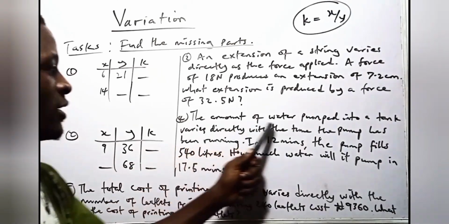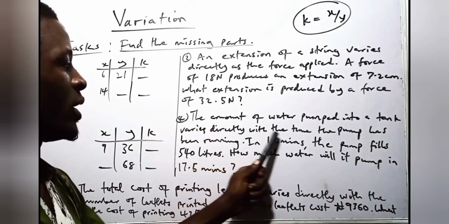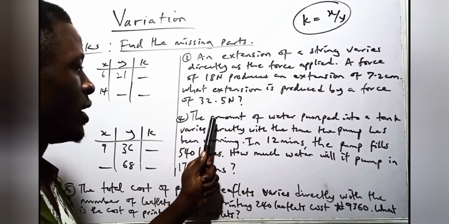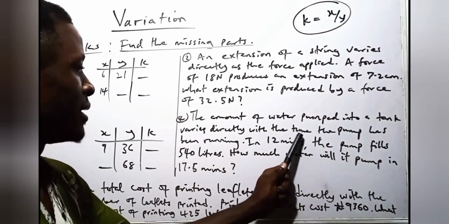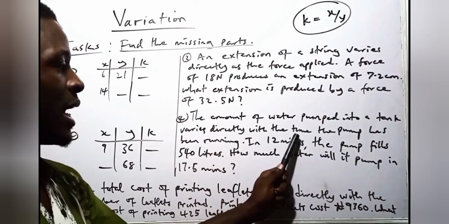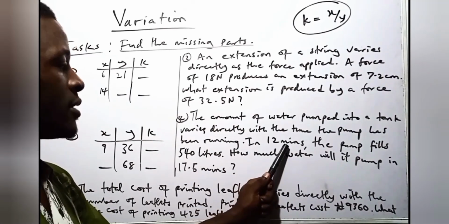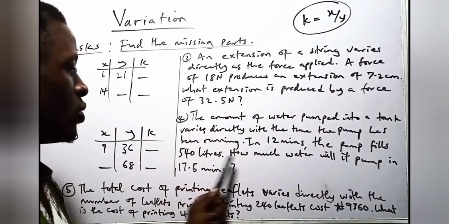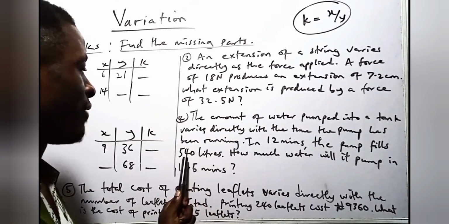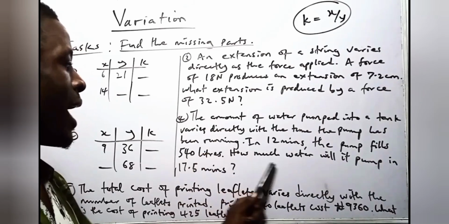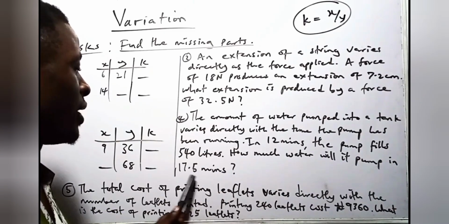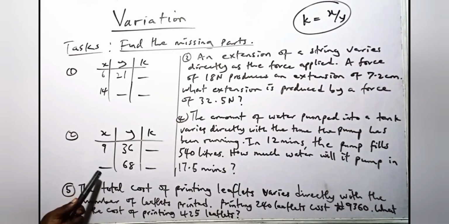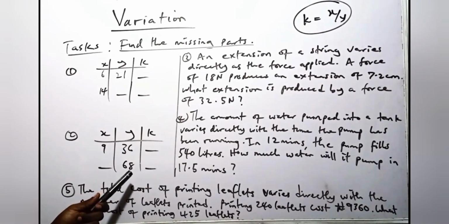Number 4, the amount of water pumped into a tank varies directly with the time the pump has been running. So for amount you need A and T. That's A for amount and T for time. In 12 minutes, the pump fills 540 liters. So 12 is under T and 540 will be under amount. How much water will it pump in 17.5 minutes? So you can also do that. Just interpret it in a table like this and look for what you are asked to solve, and then you can solve.